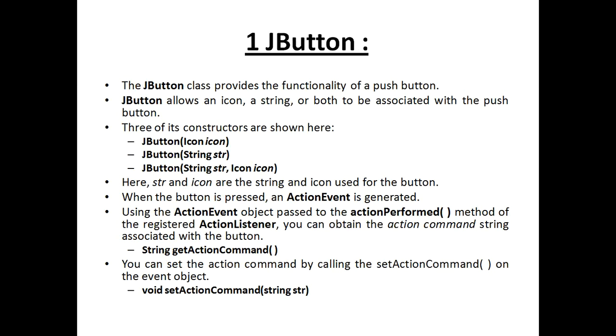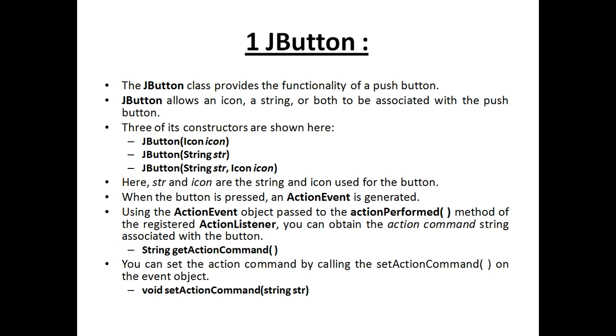The first one is JButton. The JButton class provides the functionality of a push button. It allows an icon, a string, or both to be associated with the push button. There are three types of constructors we can use. The first takes an icon as a parameter. The second takes a string as a parameter. And the third takes both a string as well as an icon as a parameter for the button.